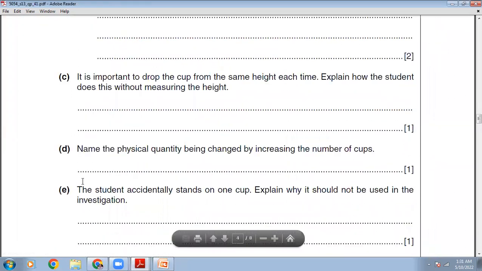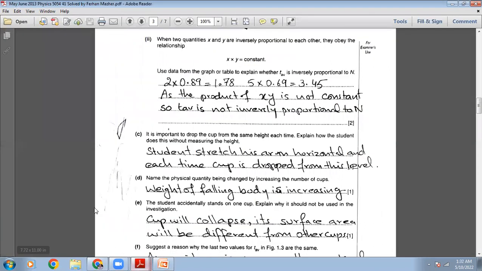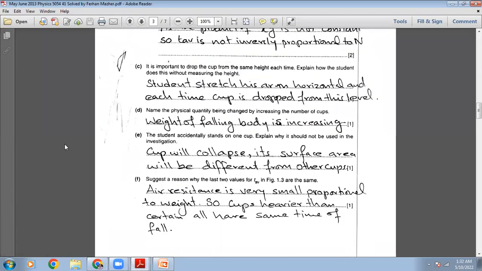It is important to drop the cup from the same height each time. Explain how the student does this without measuring the height. One student who will drop the cup will stand and stretch his arm horizontally, and from that height each time they drop the cup. So my answer is the student stretches his arm horizontally, and each time the cup is dropped from this level.